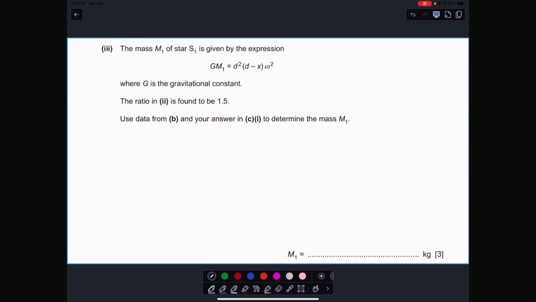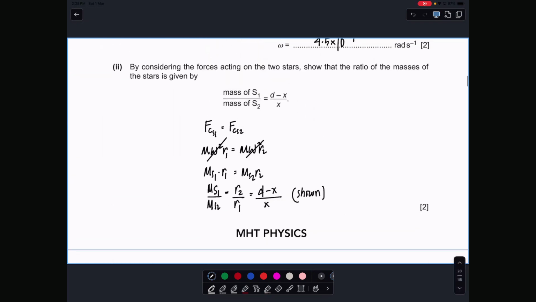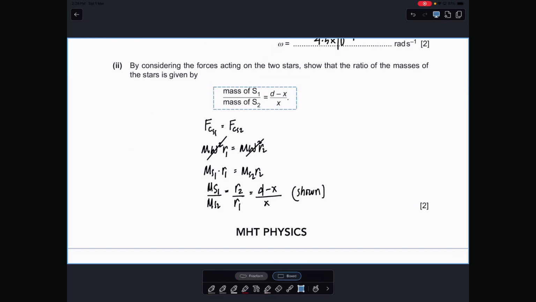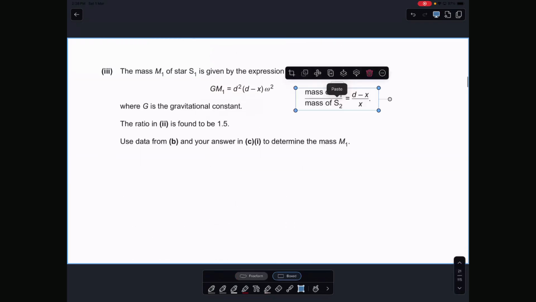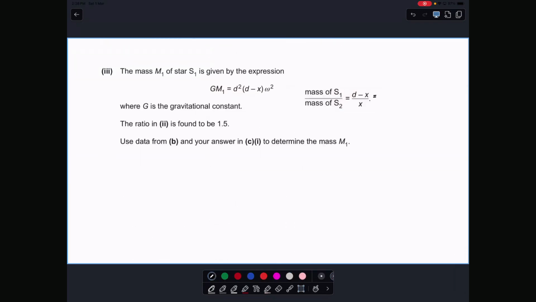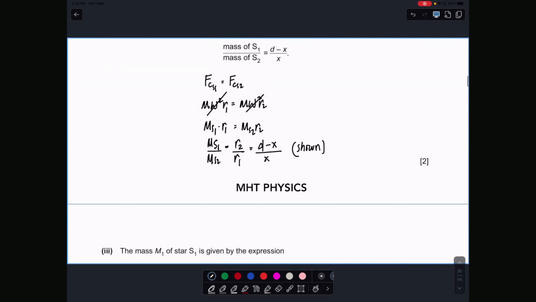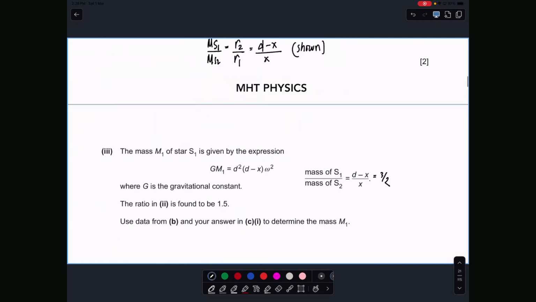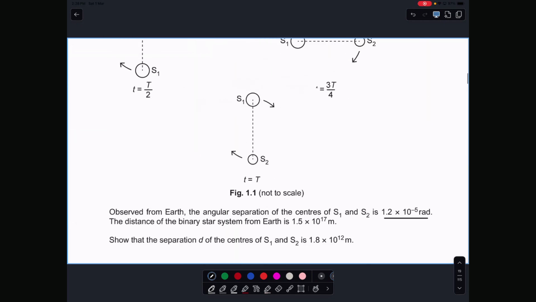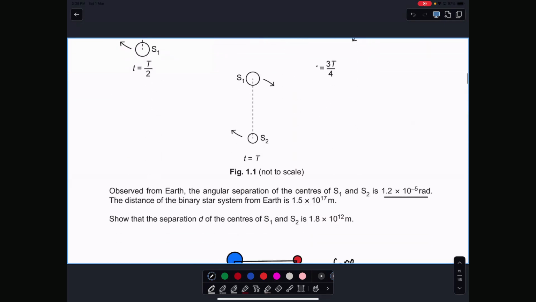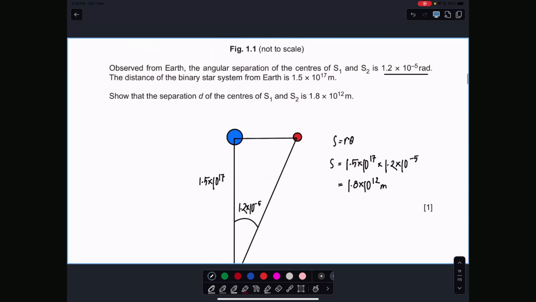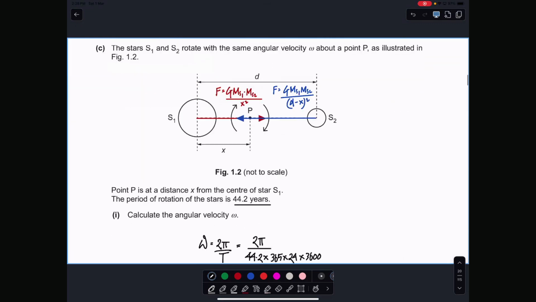This part is important. The mass m1 of star S1 is given by the expression this, where G is the gravitational constant. The ratio in part 2 is found to be 1.5, which means this is equal to 3/2. And use the data from B and your answer in C(i) to determine the mass of M1. Data from B. What data was in B? Wait, let me look at B. They say the separation is 1.8 into 10 to the power 12.